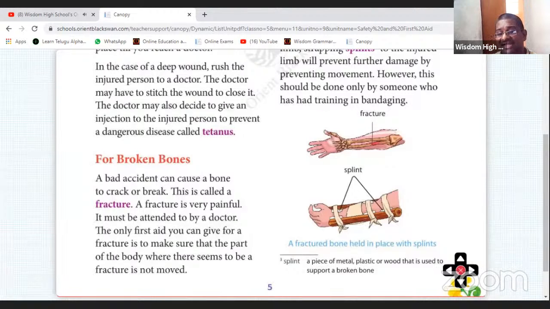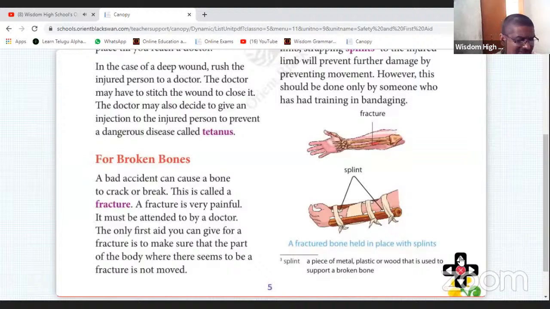To make sure that the part of the body where there seems to be a fracture is not moved. If it is not moved, then you can give first aid. If the bone has moved, for example a broken bone that has been displaced, or there is a change in the position of the bone, we may not give any treatment.